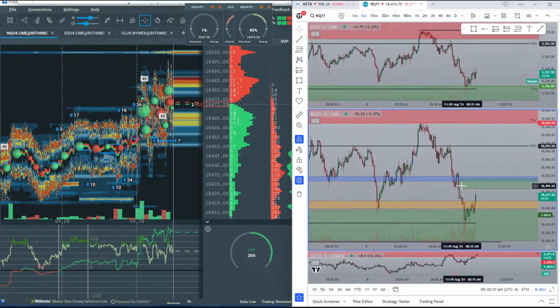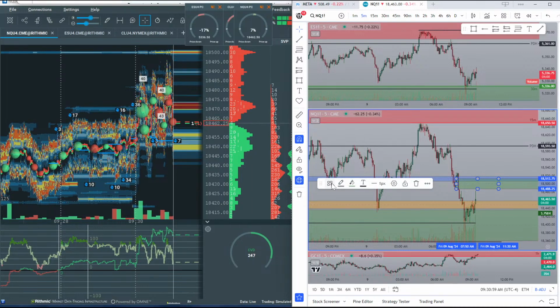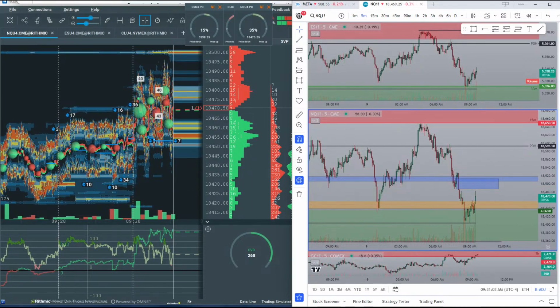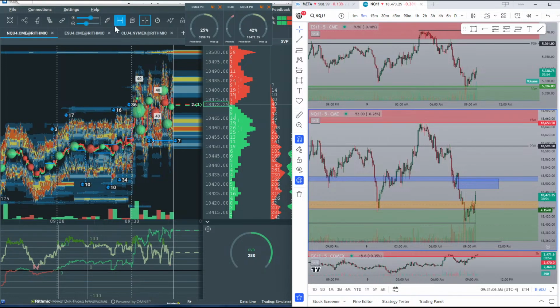Have to be patient on this, guys. It's a fair value gap. Going to mark that fair value gap. Going to stay patient.